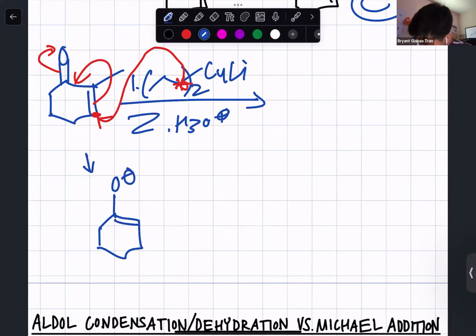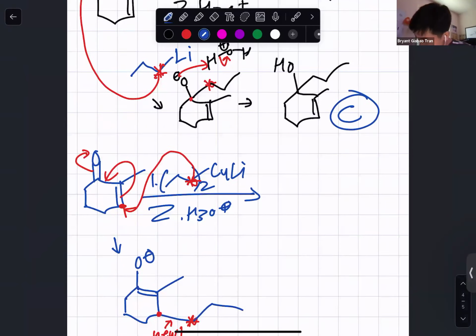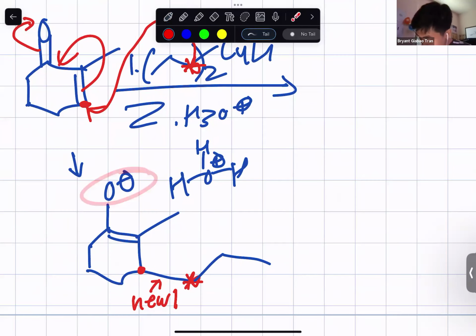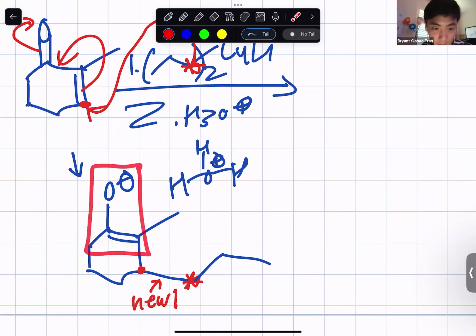O minus, new bond between star and dot. The star here is attached to an ethyl group. Right? The acid workup step, when the acid comes in, H3O plus, be careful here. Do not protonate the O minus, right? Because this O minus here is next to an alkene. So this whole thing right here that I'm boxing is the enolate ion, right?